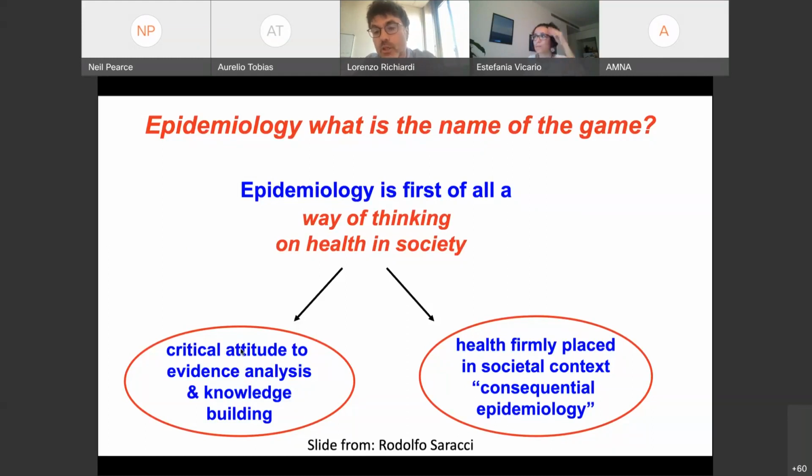But the second point is that health is firmly placed in societal context. So when we speak about health, we should also put the health in the context of a given population. This is how we think in epidemiology. So we know that there is a strong relationship between health and the population that we are studying. And I will get back to that as well.